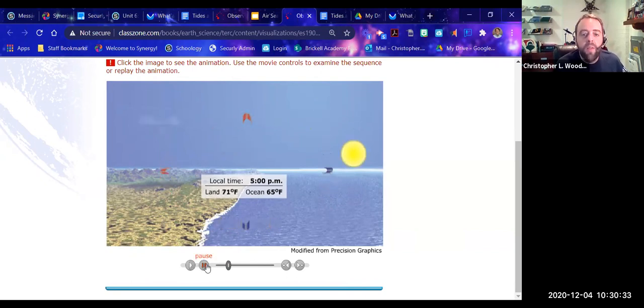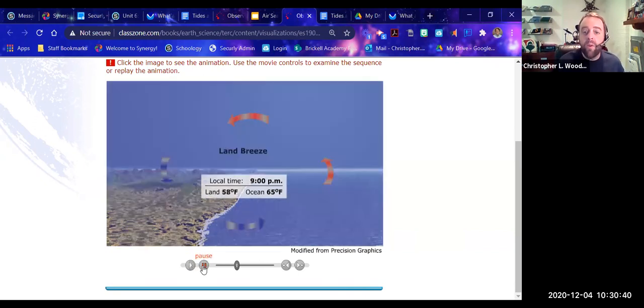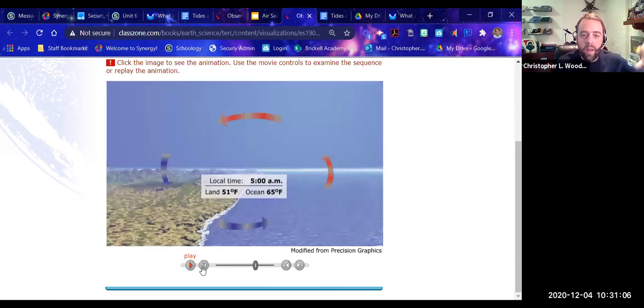As the sun goes down, this process starts to reverse. At night, the land cools off very quickly. The water, again with high specific heat, has held on to all of that heat energy that was hitting it during the day and throughout the year. And so now the ocean is warmer than the land. This creates high pressure on land, low pressure over the ocean. Again, high to low pressure. So now we have a land breeze, where the air is actually moving from the land back to the ocean.